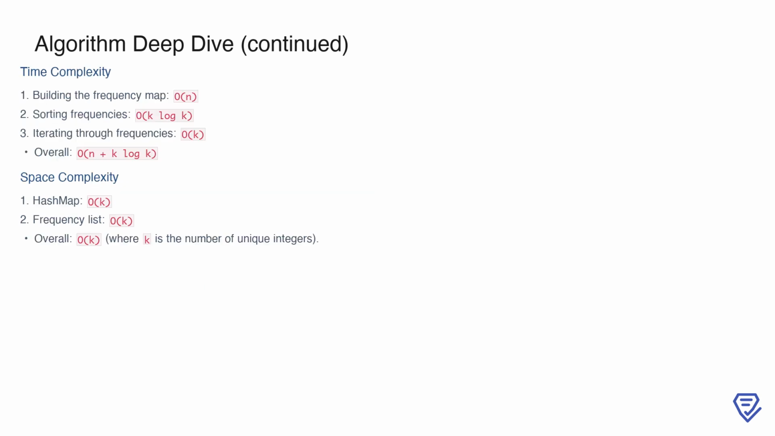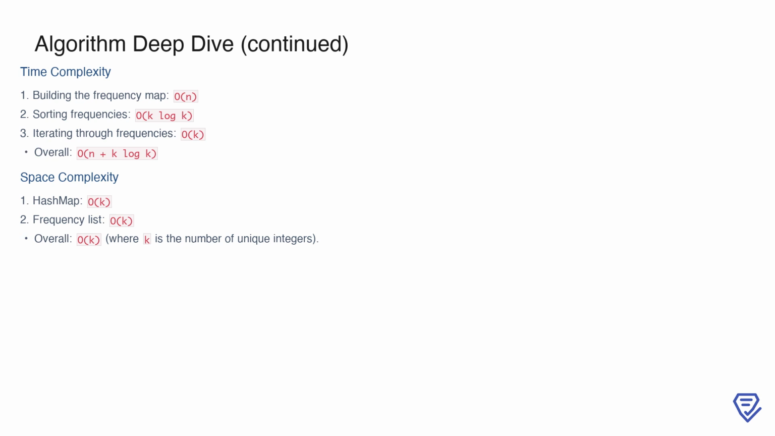Analyzing the time complexity, the frequency map is built in O(n) time, where n is the size of the array. Sorting the frequencies takes O(k log k), where k is the number of unique integers. Iterating through the frequency list is O(k). Combining these, the overall time complexity is O(n + k log k).